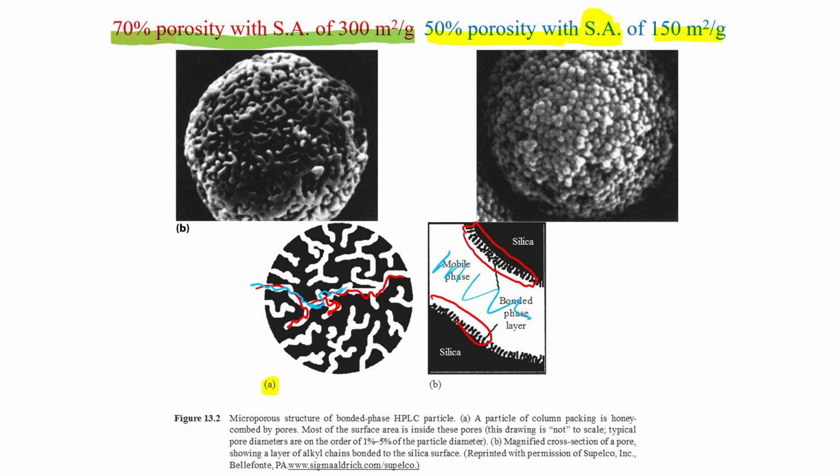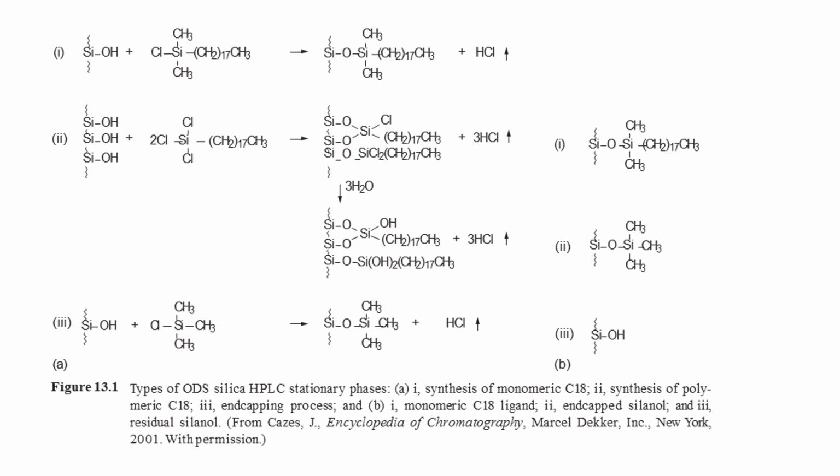So by having these very, very porous particles, we can greatly increase the phase ratio by creating more stationary phase per mobile phase, and we can use that to increase retention. And that is an adjustable parameter. Sometimes we use non-porous particles in reverse phase chromatography. Sometimes we use very porous particles.